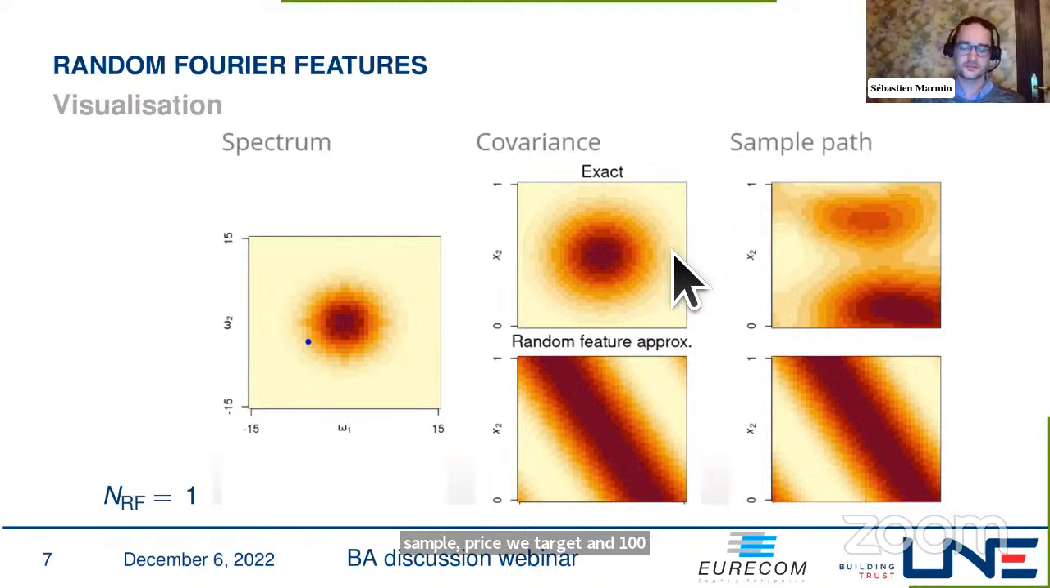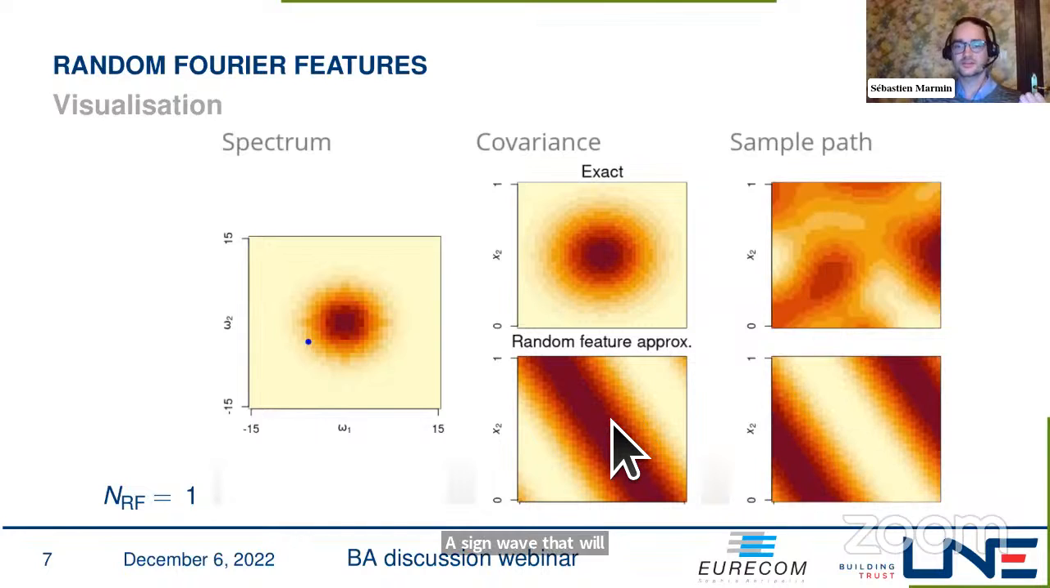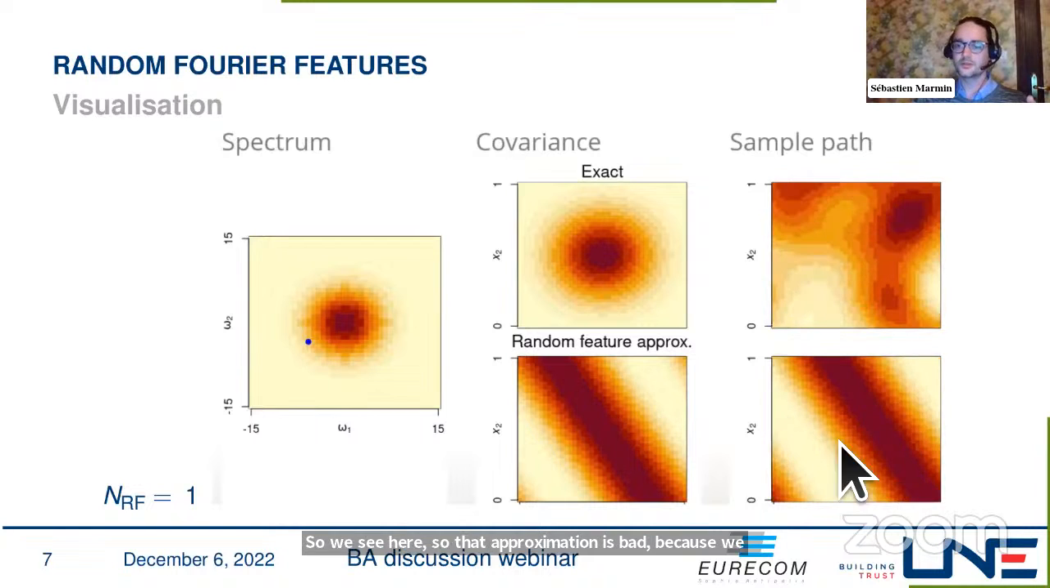And for random Fourier features, the first step is to sample in the spectrum. So in the Fourier transform of the covariance, we sample according to the density of the spectrum, one feature, and this will give us a direction for a sine wave. And this is what we see on the bottom. We have a sine wave that will approximate the exact covariance. So we see here the approximation is bad because we only have one random feature, but we are able to have random functions.